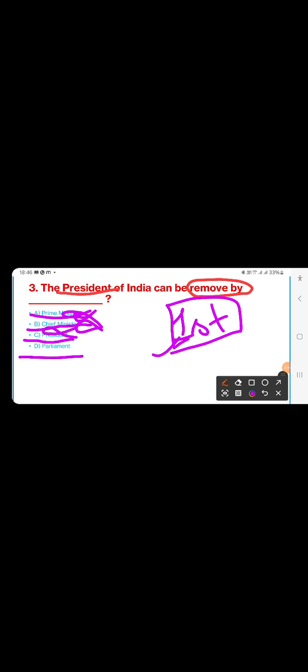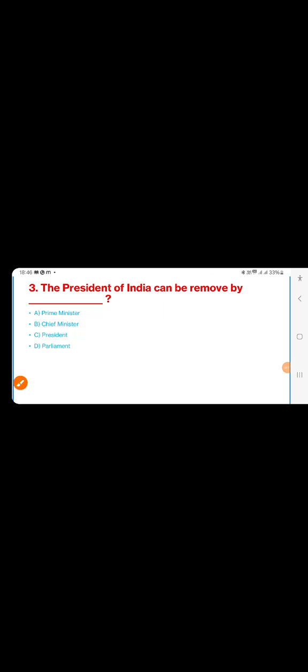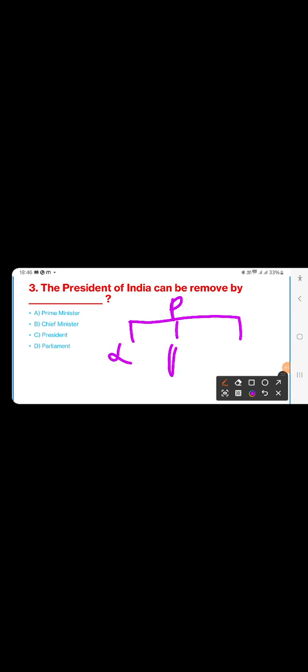So which is left? Parliament is left. And in the previous discussion, we covered that the President is a part of the Parliament. How do we constitute the Parliament? Lok Sabha, Rajya Sabha, and the President. So the President can be removed by Parliament.